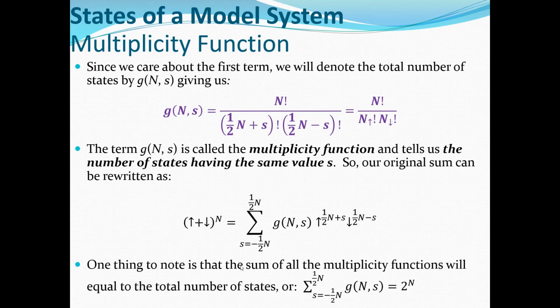Now, of course, one thing that we should note is that when we sum the multiplicity function across all the values of the different half spin excesses, we should end up getting 2 to the n, the total number, which makes sense because this is just the coefficient, the number of states in different scenarios, in different combinations. So the sum of all of those possible combinations should give me the total number of states.